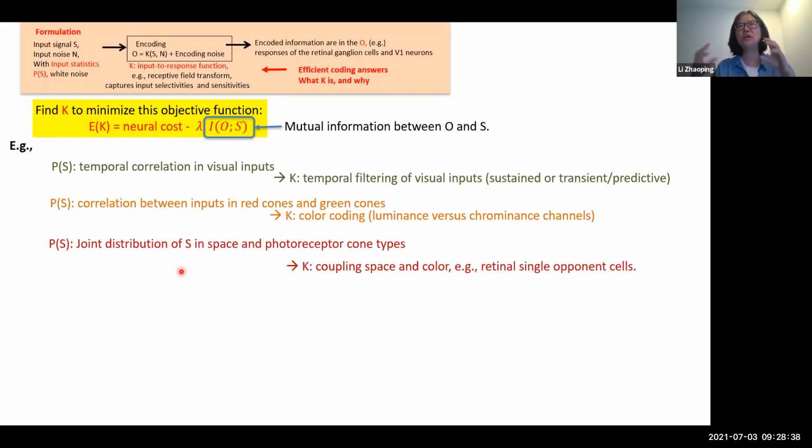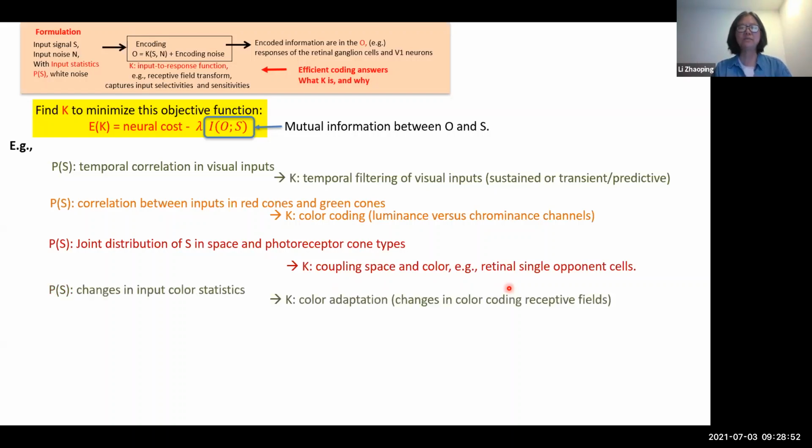Or you can talk about, how about we also have joint distribution? It's not just the spatial distribution of the pixels, but also the color distribution. But what about the joint distribution between space and color? Then you will have these kind of spatial chromatic receptive fields. And what if you change color statistics? For instance, if you go from the daylight where you have the sunlight shining, and suddenly you go to a disco environment where people have very strange neon light, what does that mean? That's changing input statistics. Then the receptive field in the eyes will change.